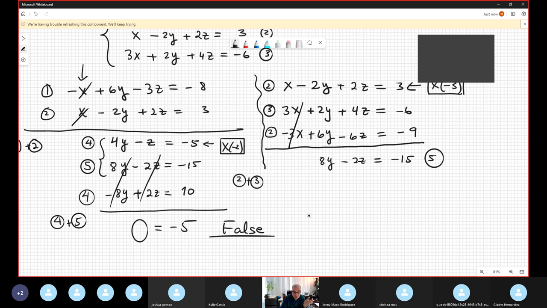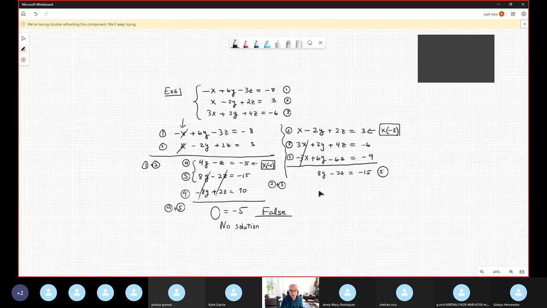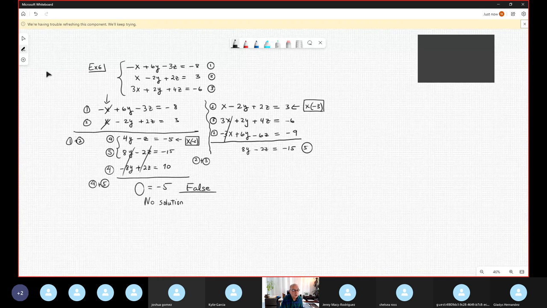So what is the conclusion? You understand the sign, but you don't understand the meaning. I got this, but what is the interpretation of this? No solution. Very well. When you are doing this and suddenly in the last step you have a contradiction, that means that this system has no solution.